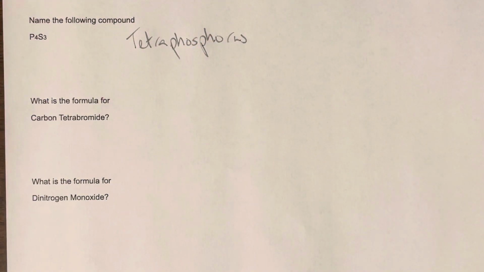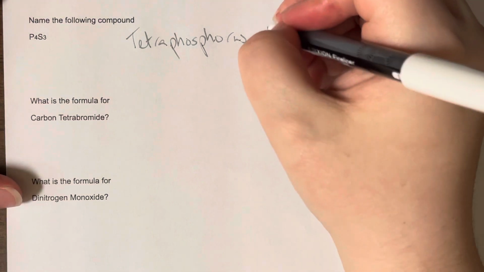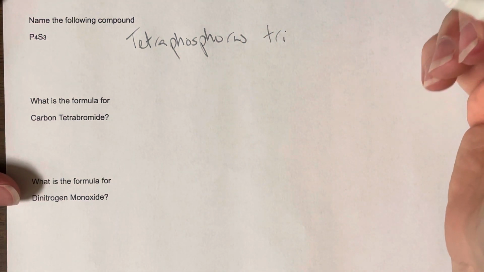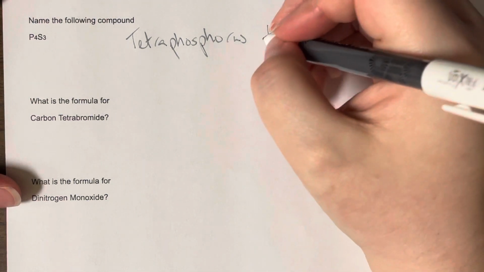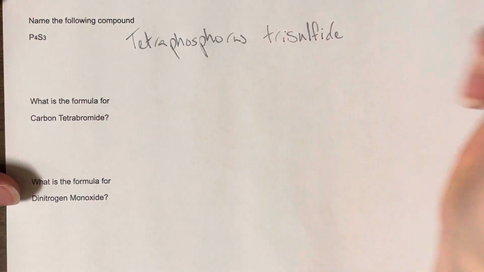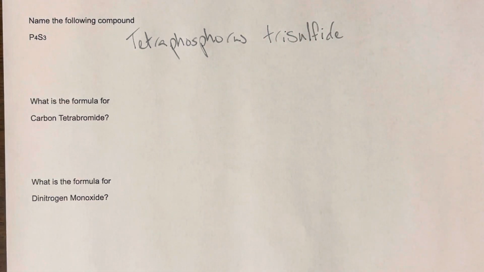The subscript for sulfur is 3, so I get to use the prefix tri. And then sulfur, since it's in the second position, will change its suffix to ide, so this will turn into trisulfide. So the full name should be tetraphosphorus trisulfide.